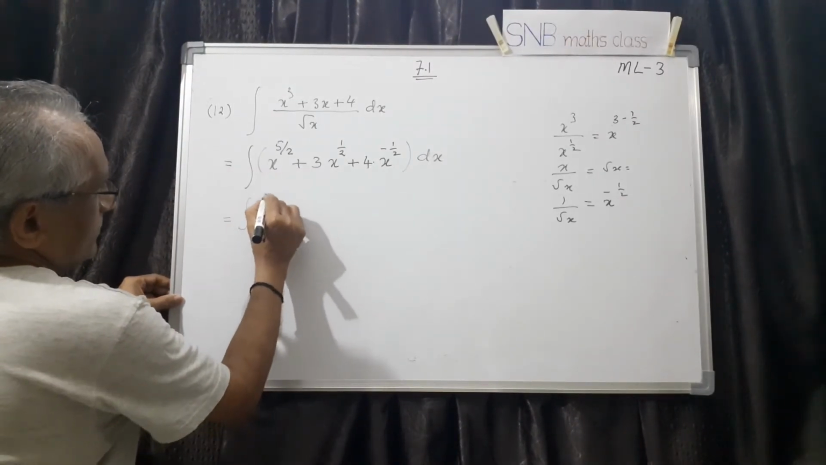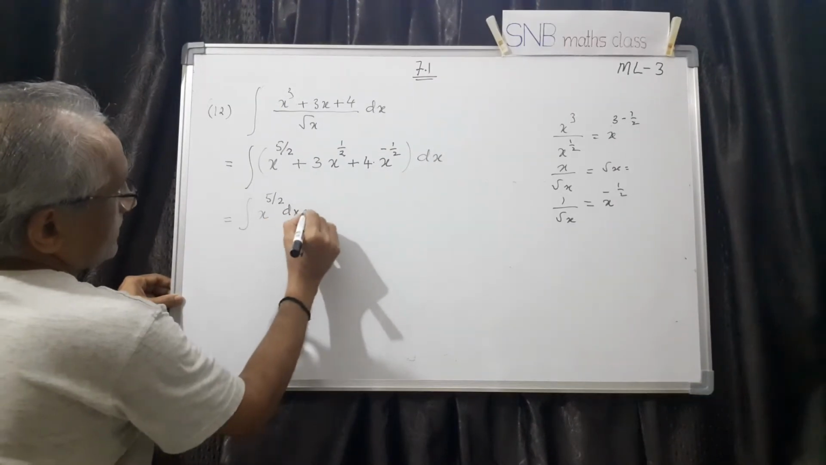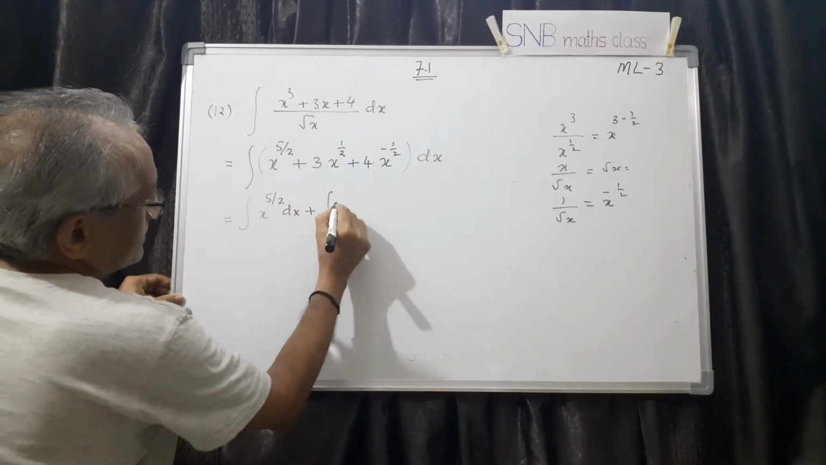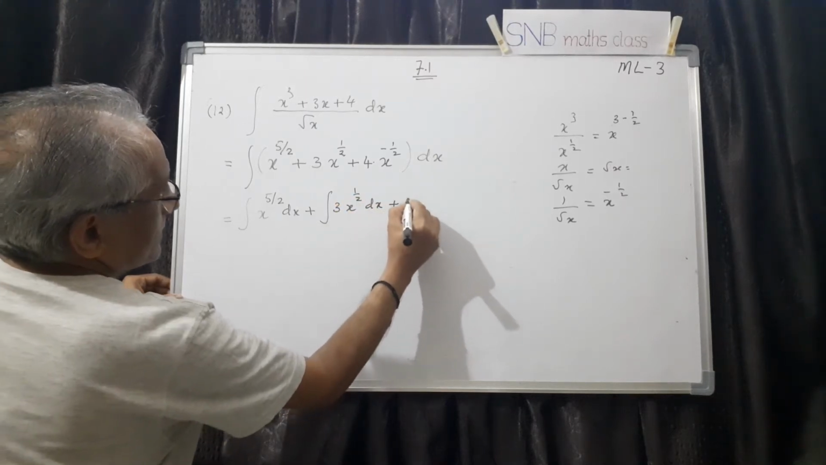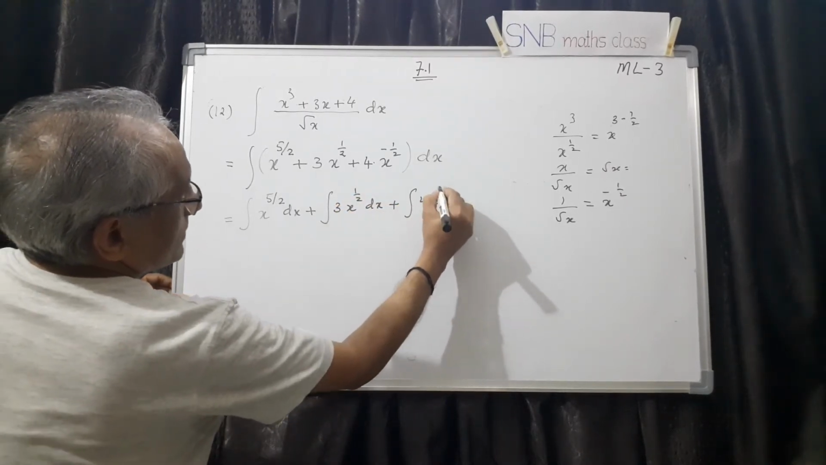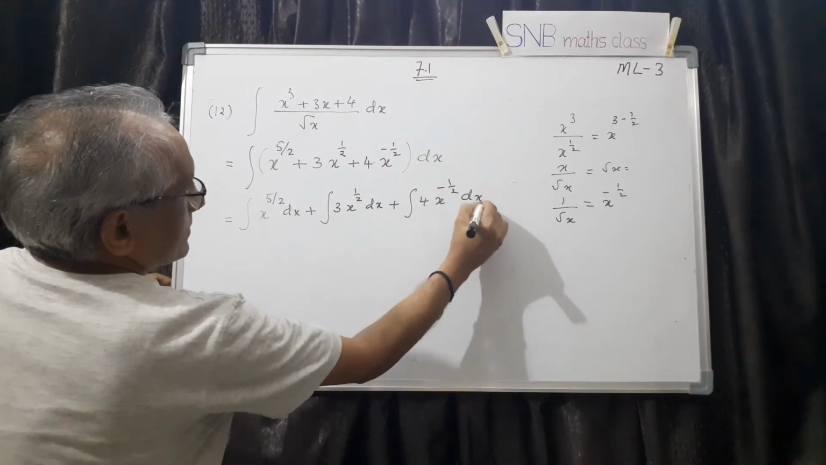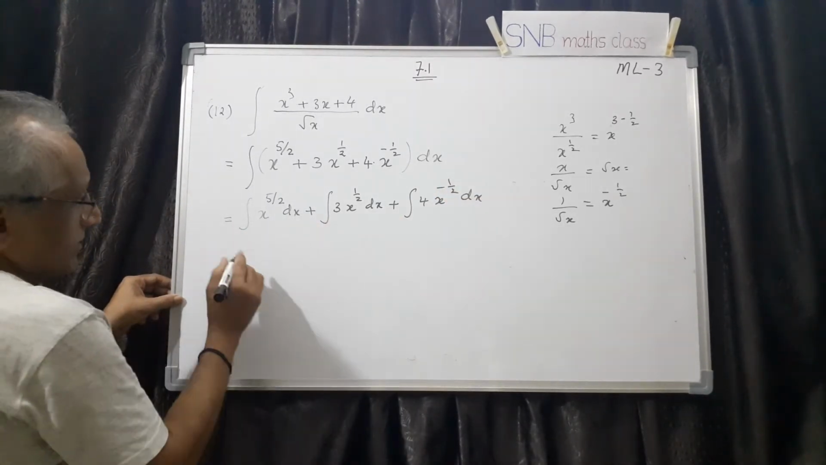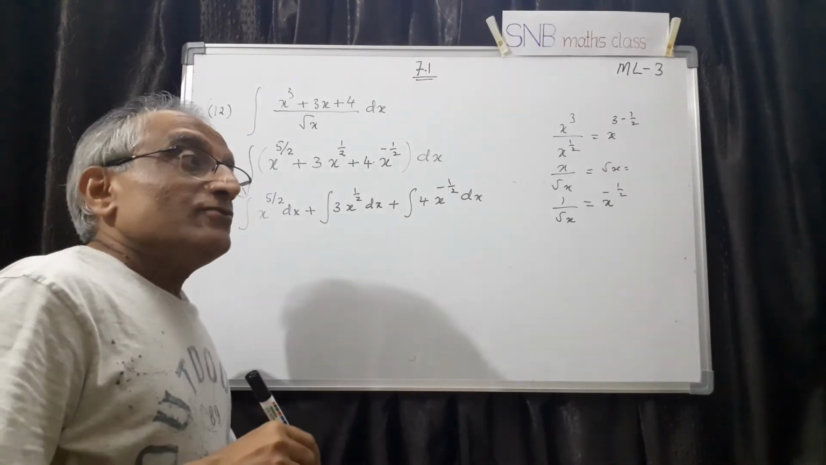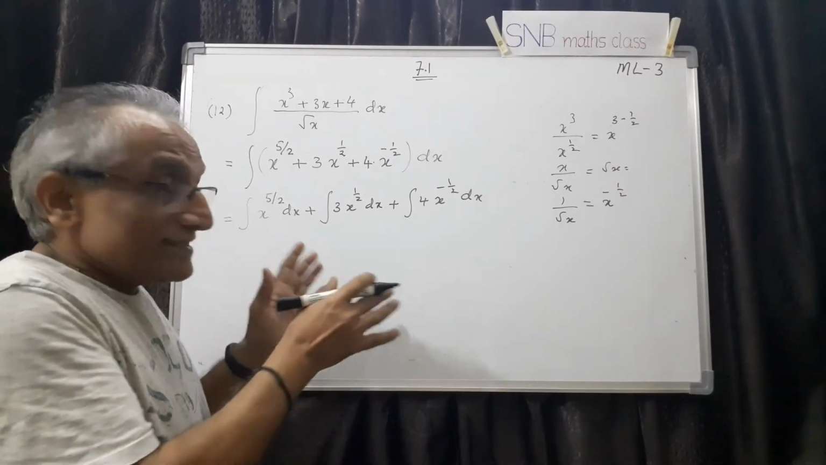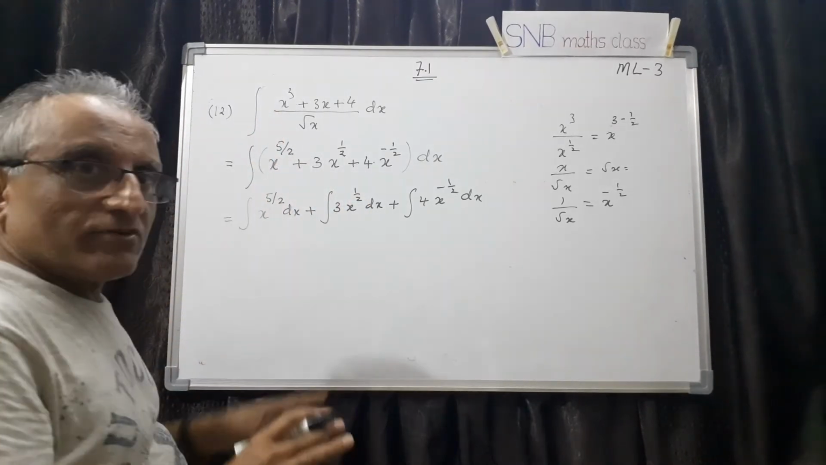First one is x power 5 by 2 dx plus second one is 3x power 1 by 2 dx. The third one is integration 4x power minus 1 by 2 dx. So separately writing the integral. So my suggestion is, in the beginning, do all these steps because you will remember the method, you will understand the method. Otherwise, directly you can apply the formula and do it.